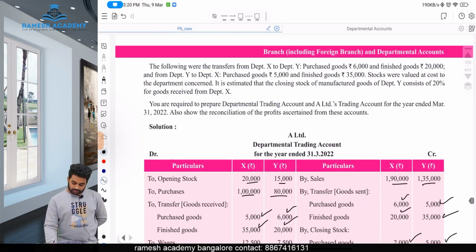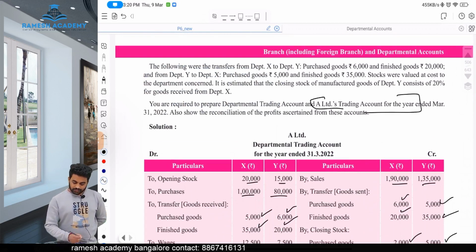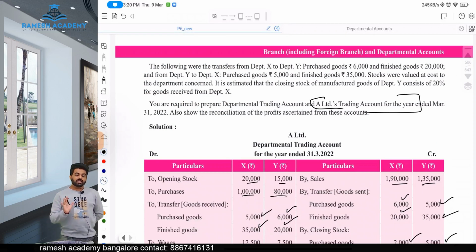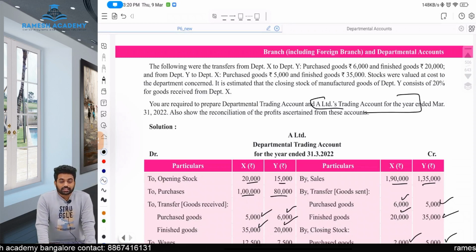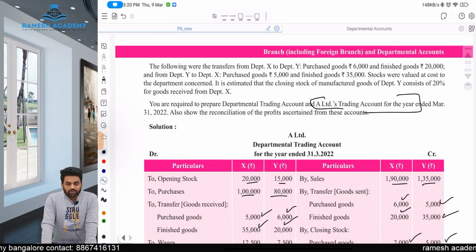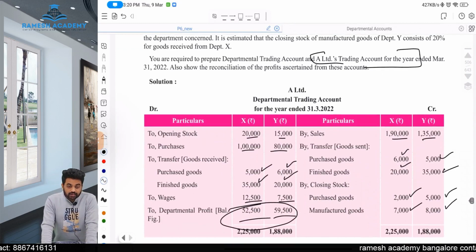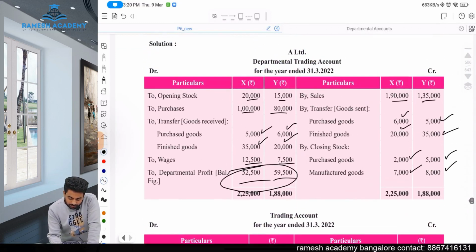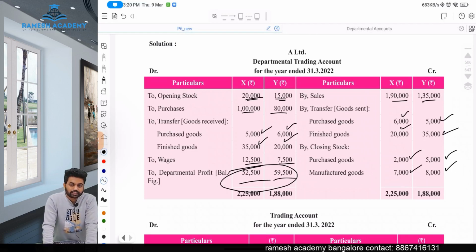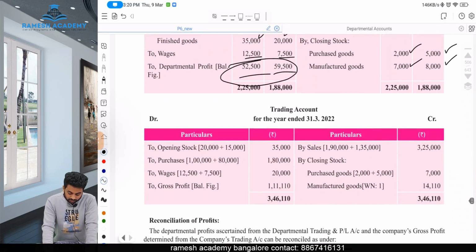Next, they are asking for a limited trading account. Listen very carefully. They are not asking for a general P&L account; they are asking for the trading account itself. So we have to prepare a trading account for the company as a whole. Opening stock will be 20,000 plus 15,000, because they didn't give a split and we don't know whether it's at cost or what. So opening stock is 35,000.